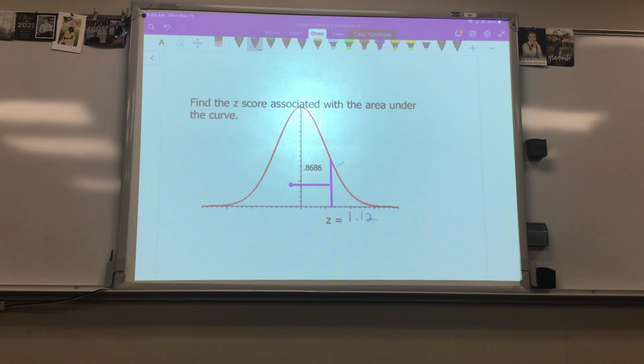No? And if it falls to the right, or if you just had the area to the left and it's greater than 0.5, it's going to be positive, right? Again, the mean puts you right at 50%. So if it's greater than 50%, it'll be to the right.